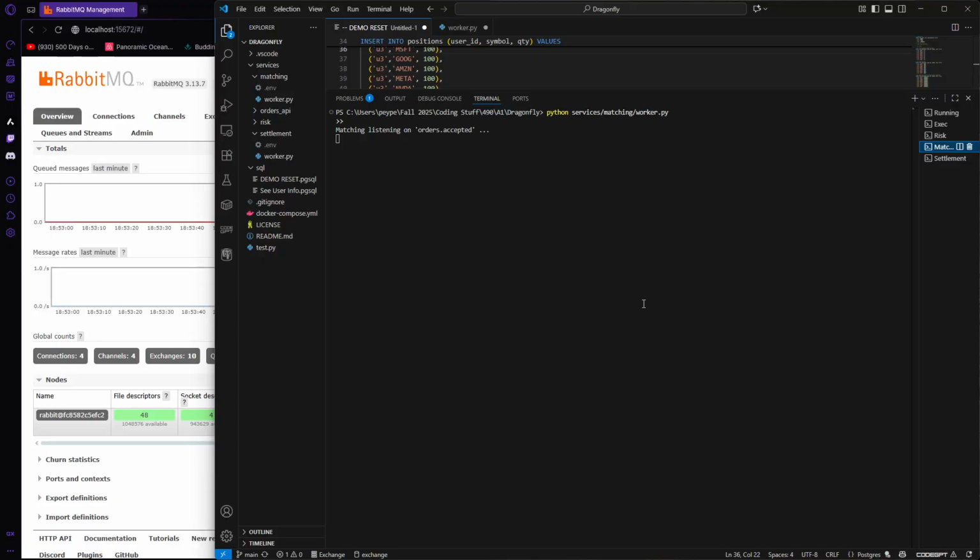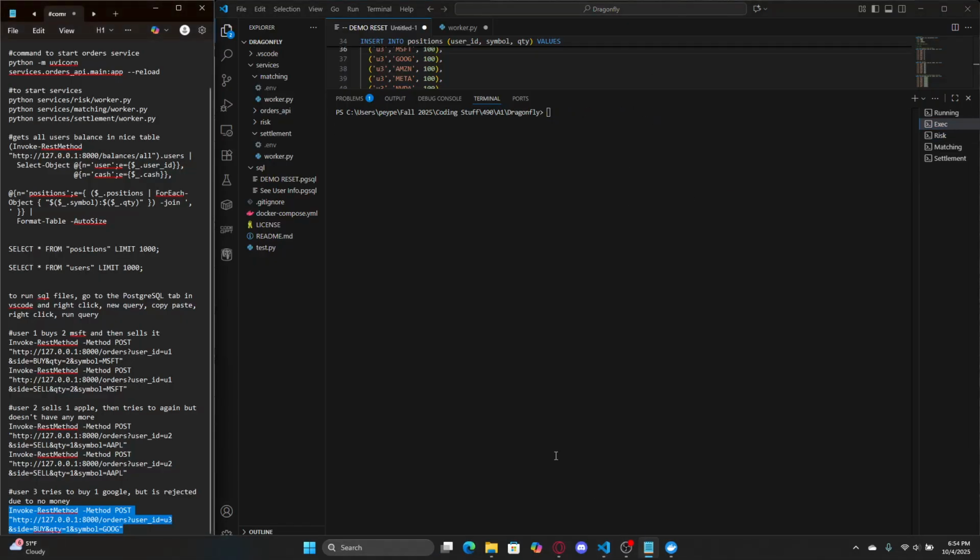The matching worker will listen to accepted orders and will assign them some variables like who the buying and selling user are, as well as various other things about the order. And the settlement will listen to the trades that need to be settled and it will commit them to the Postgres database. So these are all running now.